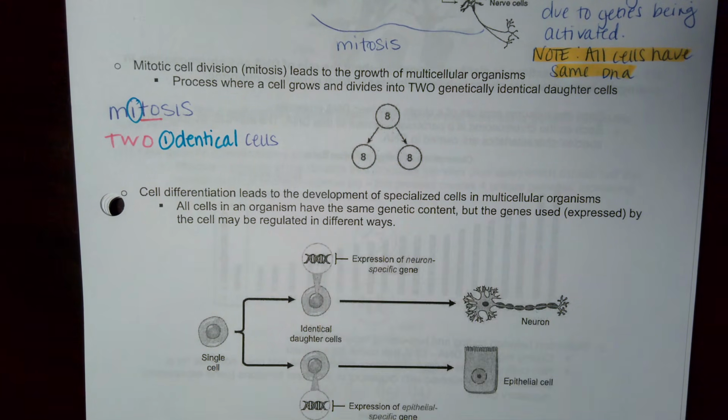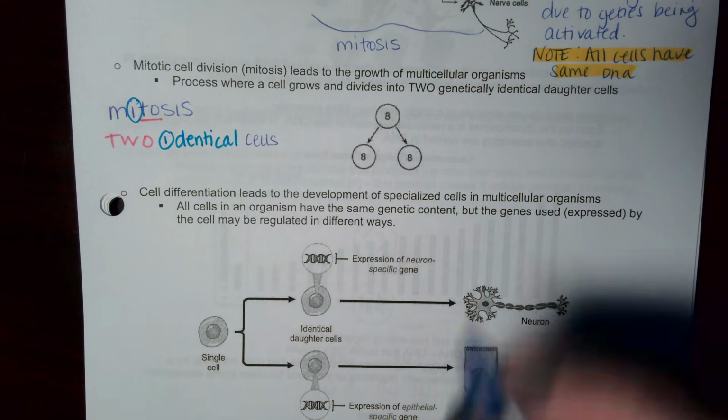This is showing us a good example of what mitosis is. We have a parent cell that has 8 chromosomes. When it undergoes the process of mitosis, it produces 2 identical daughter cells. They're identical because they have the same number and type of chromosomes. That parent cell has 8 chromosomes, and then each daughter cell also has 8 chromosomes.